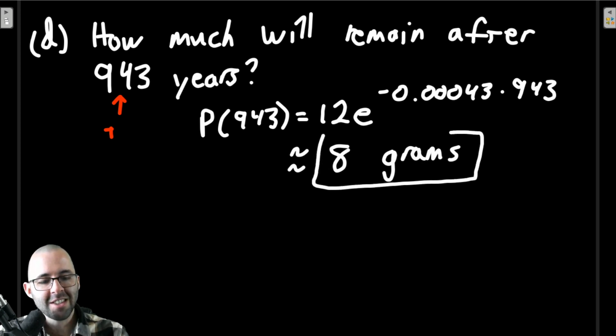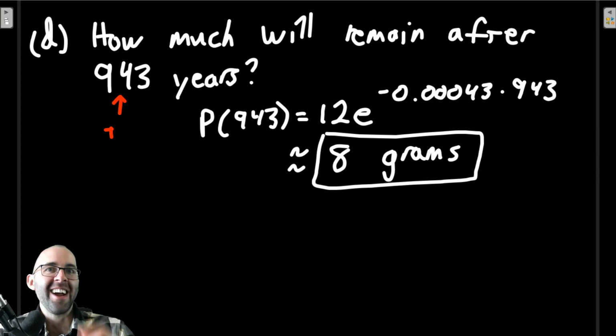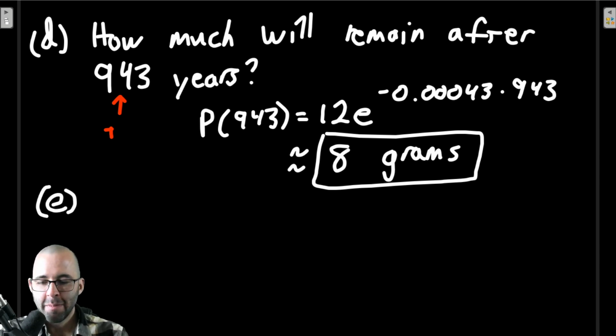So we started off with 12 grams of radium-226, and after 900 years, we're now down to 8 grams. Part E: how fast is the sample disintegrating when 1 gram remains?